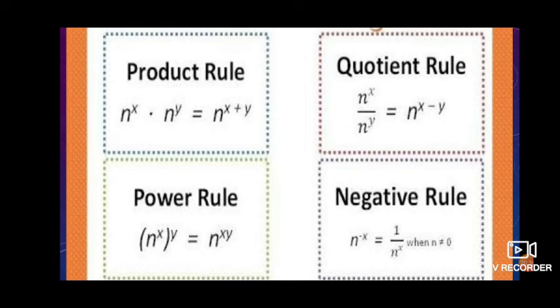Next, power rule means power to the power. If we have n to the power x whole to the power y, then we can take a single power as n to the power x into y. Next, the negative rule. If we have any negative power, then we can make it positive by sending it into the denominator, or else bringing it from the denominator to the numerator. Here we can see n to the power minus x. So we can write it as a positive power by sending it into the denominator, like taking a reciprocal, 1 by n to the power x.